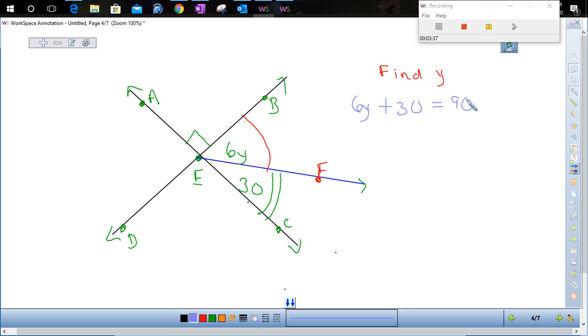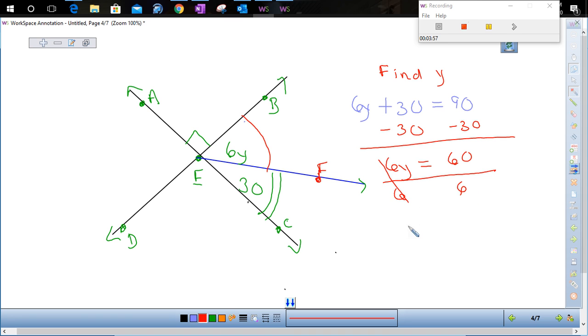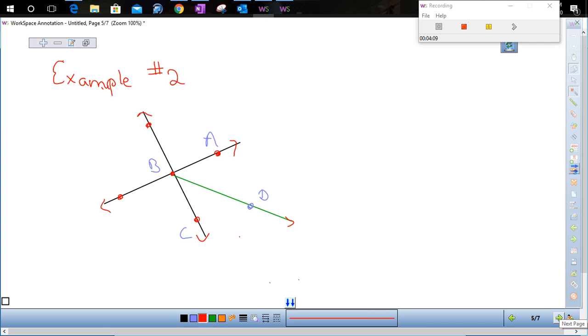Now we just have an algebra problem that we need to solve. We know that we need to subtract 30 from both sides, which is going to give us 6y equals 60. Divide everything in the problem by 6. The 6's cancel out, and we get y is equal to 10 degrees. Okay, pretty simple. Now, let's have you draw example number 2. So again, pause the video, draw example number 2, and then we'll take our notes.